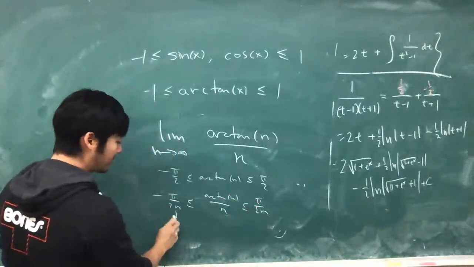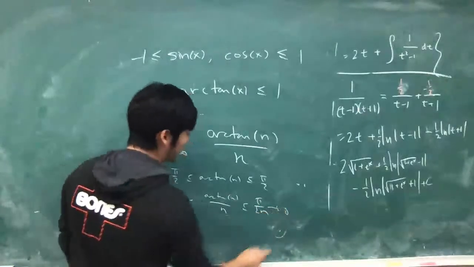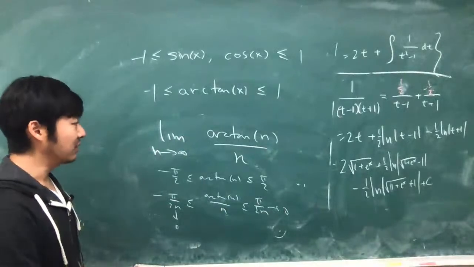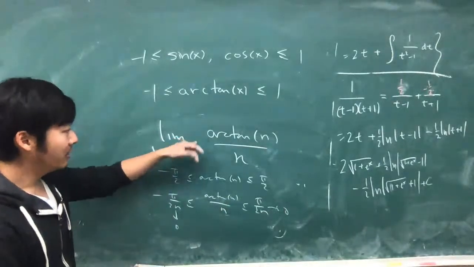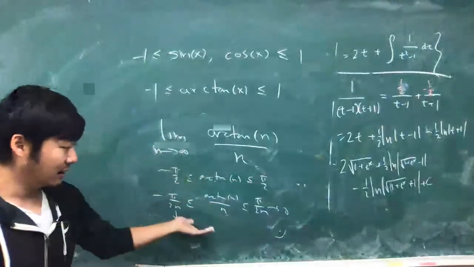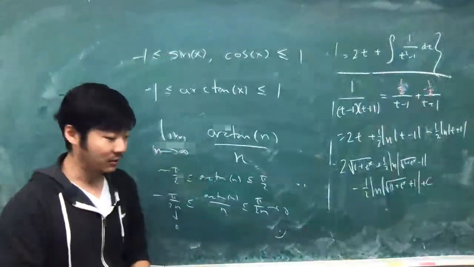And then these guys go to 0 and 0. So it's squeezed to 0. So this goes to 0. And there's nothing really special about arctan. It could have been sine or cosine or sine squared. You put the bounds 1 and negative 1, and then the same logic holds. So that's squeeze theorem.